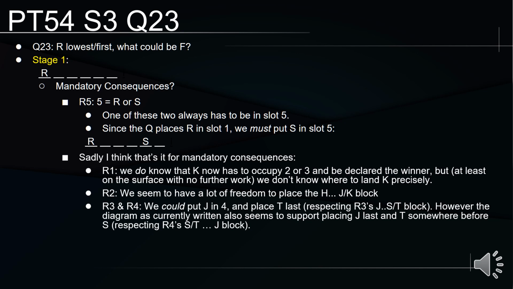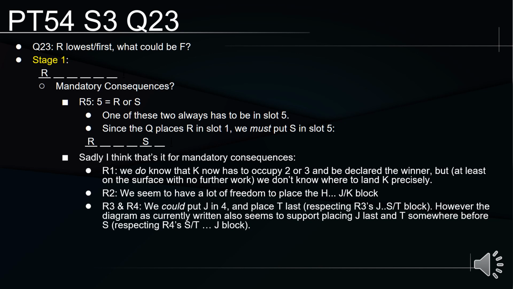We could still put T to the left of S somewhere, and that would also put it to the left of J, which in turn, in total, respects Rule 4's S and T are to the left of J when J is not 4th. That whole shebang. So, Rule 1 on its own, Rule 2 on its own, Rule 3 on its own, Rule 4 on its own, doesn't seem to be able to draw a mandatory consequence to the extent that Rule 5 draws a mandatory consequence. Rule 5, the combination of Rule 5 with the information from the question stem is incontrovertible.